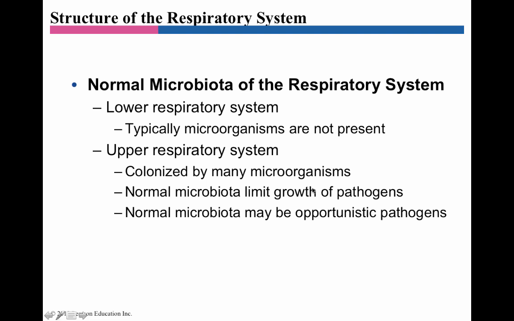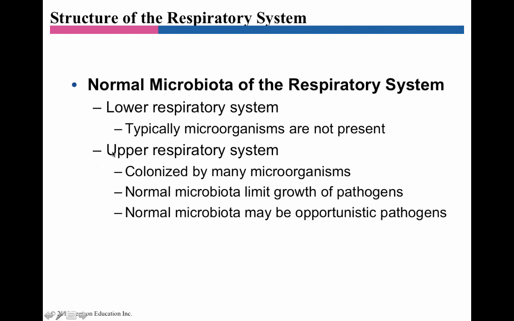All right, remember we did talk about the fact that the lower respiratory system is typically sterile. They say it's axenic, A-X-E-N-I-C. This is just because typically organisms aren't present. The upper respiratory system does a really good job of filtering those out. However, the upper respiratory system is colonized by a number of organisms.